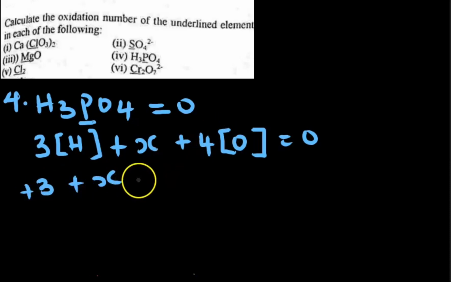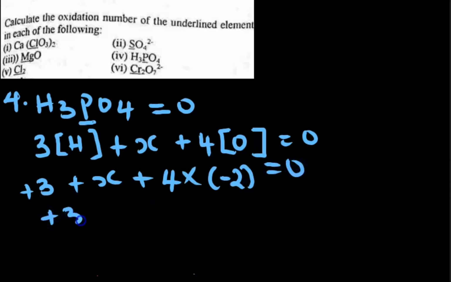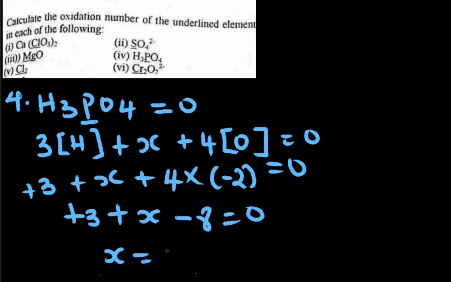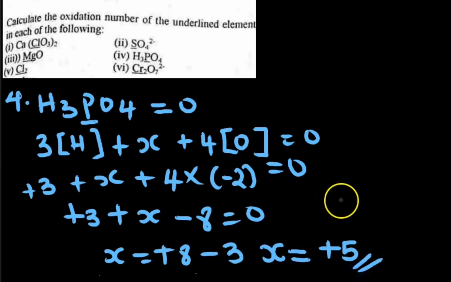Plus 4 times -2 is equal to 0. So +3 plus X minus 8 is equal to 0. So X becomes +8 minus 3, because once you are moving these figures to the other side, their signs also change. So this will be +5. So the oxidation number of phosphorus in H3PO4 is equal to +5.